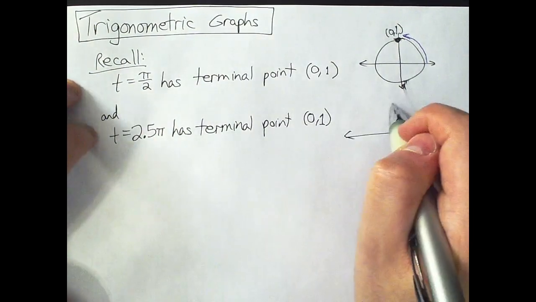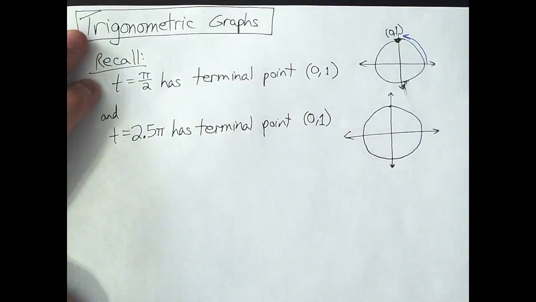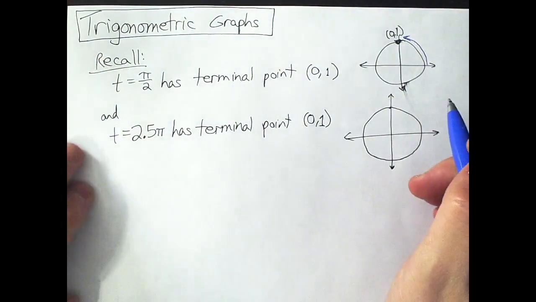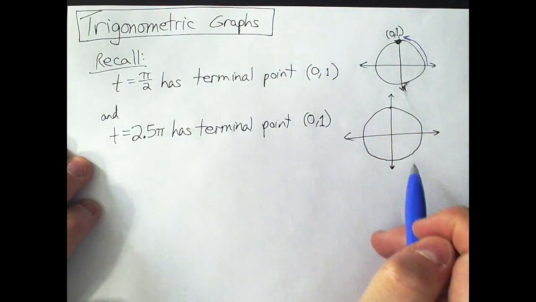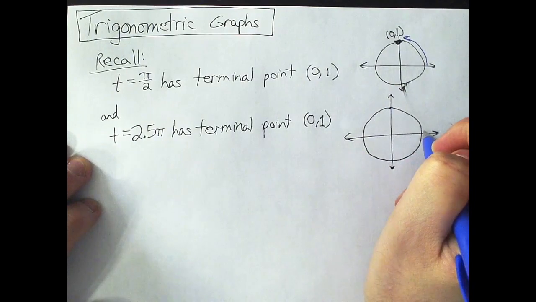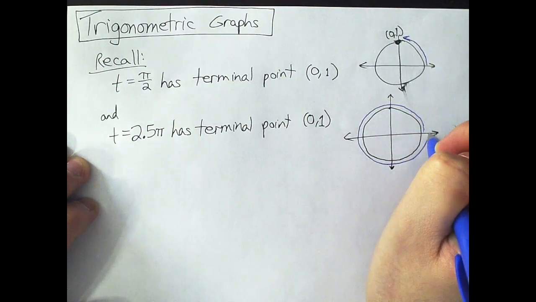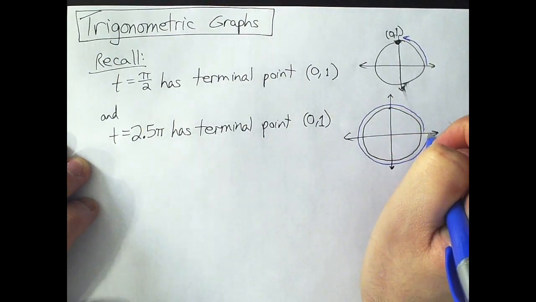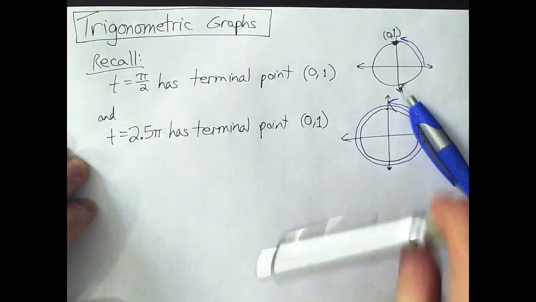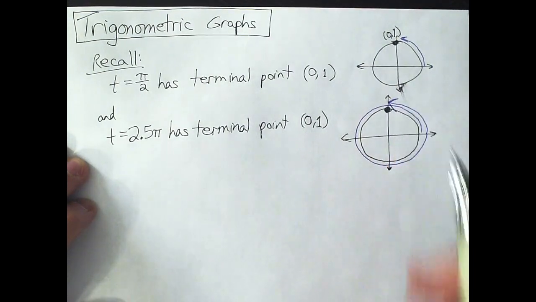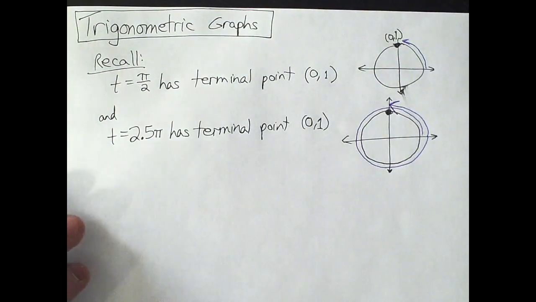Can we see this on a unit circle? Yes, any terminal point can be visualized on a unit circle. So what would 2.5 pi look like? If you go 2 pi, then you've gone around the unit circle once. So 2.5 pi means you go around the unit circle once, and then you go an extra 0.5 pi to end up here on the unit circle at that same point. We did an extra lap around the unit circle to wind up at the same point.